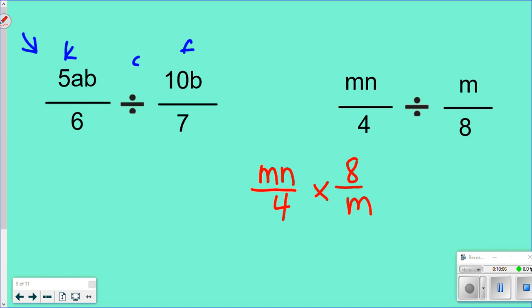Okay, I can reduce number-wise. Goes in once, 4 goes in once, 4 goes into 8 2 times. I can reduce letter-wise, m's and m's. So I have 2 times n on the top, so it'd be 2n. Bottom, I don't have anything but a 1, and that would be my answer.